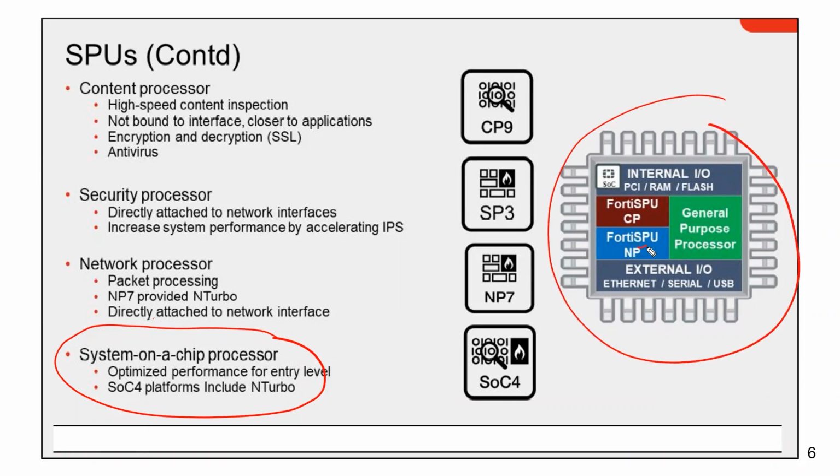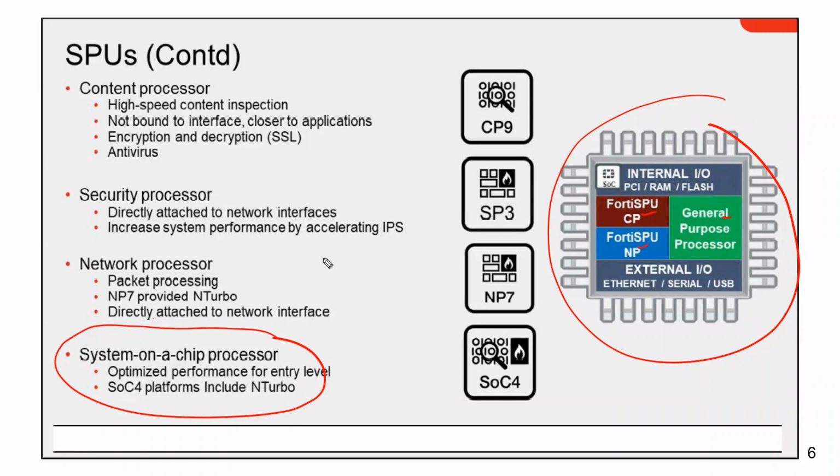So you have the NP over here. Okay, you have the CP over here. You have the general purpose processor over here, the external IO as in the USB or the Ethernet. So the point over here is that it's just one chip, and in that chip there are certain segments being made, and that particular segment is dedicatedly handling CP or the NP or whatever it is, right?